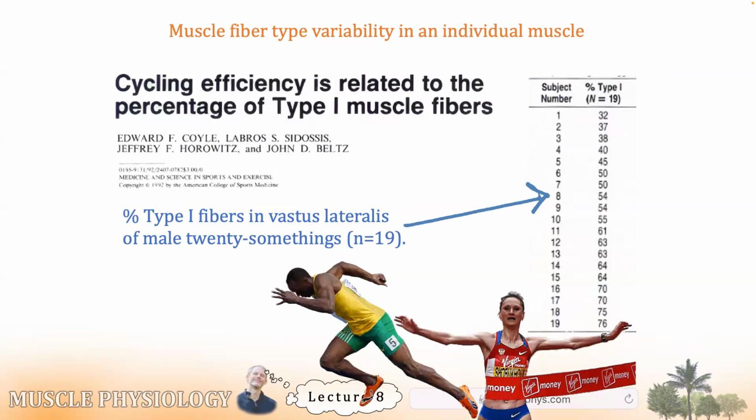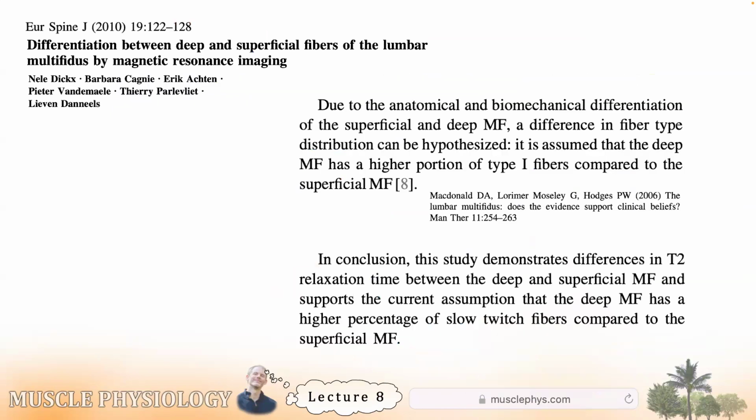So this study here, that's the vastus lateralis, a quad muscle. And there are 19 different young males who were tested. One of them only had 32% type 1s, meaning 68% type 2 fibers. And another subject had 76% type 1s, meaning 24% type 2s. So people vary. And if you want to be an elite sprinter, you need a high percentage of type 2s. If you want to be an elite endurance athlete, you need a high percentage of type 1s.